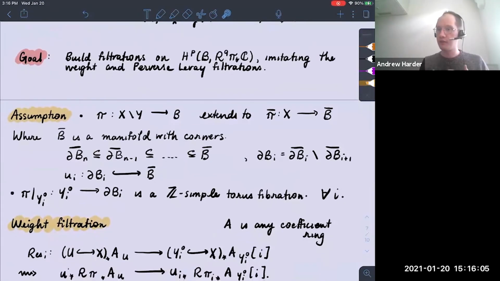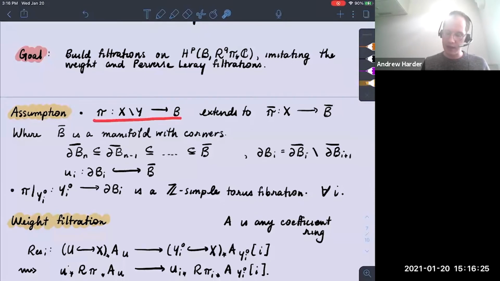Okay, so in order to construct the weight filtration on these affine Hodge groups, I need to make some assumptions about how the Lagrangian or topological torus fibrations that I'm presuming exist behave with respect to the compactification. So I'm going to assume that this map π extends to a map π̄ from X to a compactification of B. Here B̄ is going to be a manifold with corners, and I'm going to describe the stratification as follows. So I have B̄, and then I have the strata in my corner structure described like this. In analogy with what I talked about before for the boundary divisor, I'm going to let ∂B_i be the complement of the (i+1) part of this corner structure in ∂B_i. And I'm going to use u_i to denote the inclusion of ∂B_i inside of B̄.